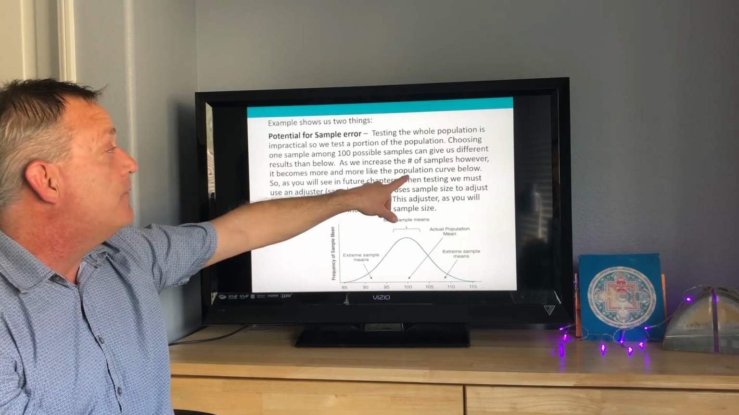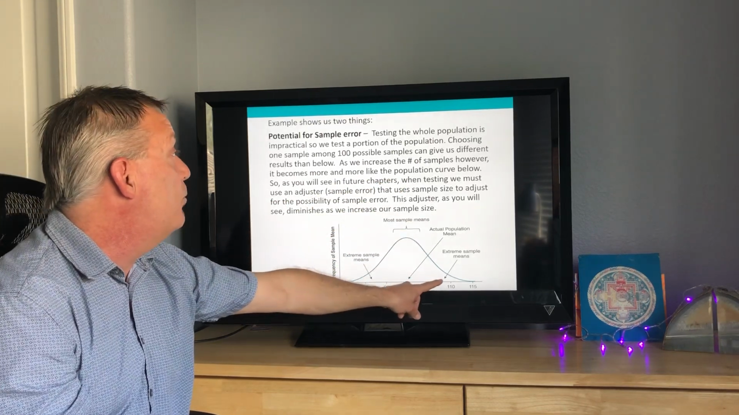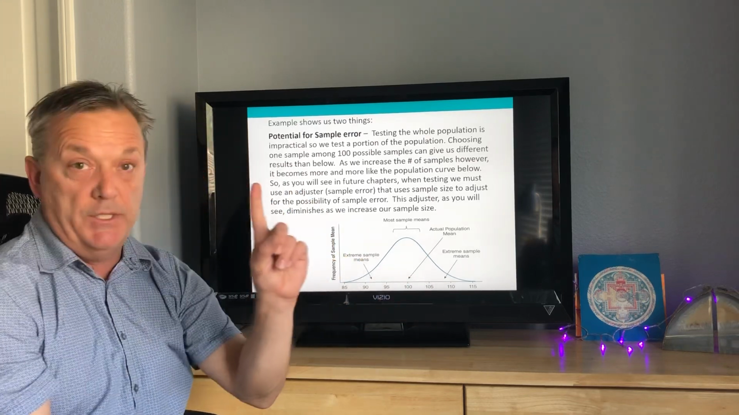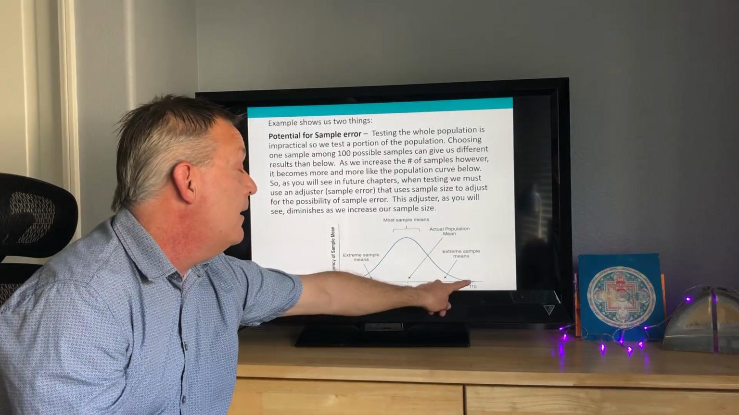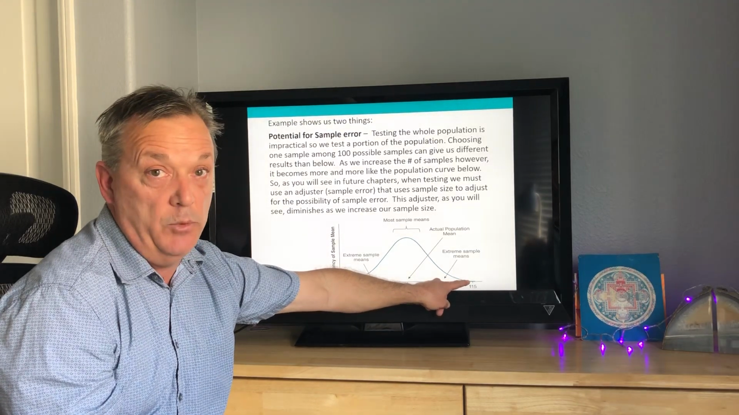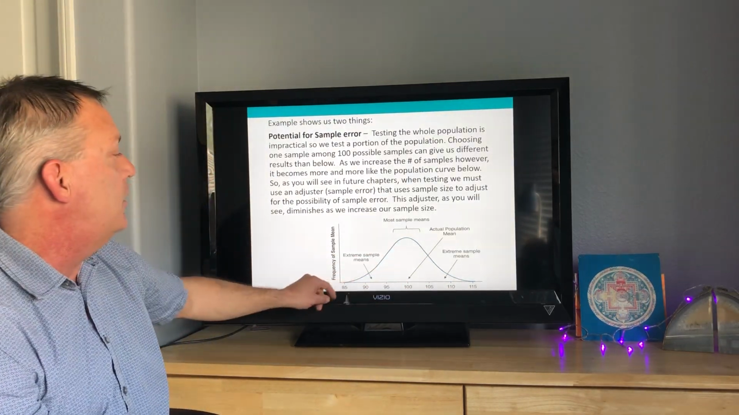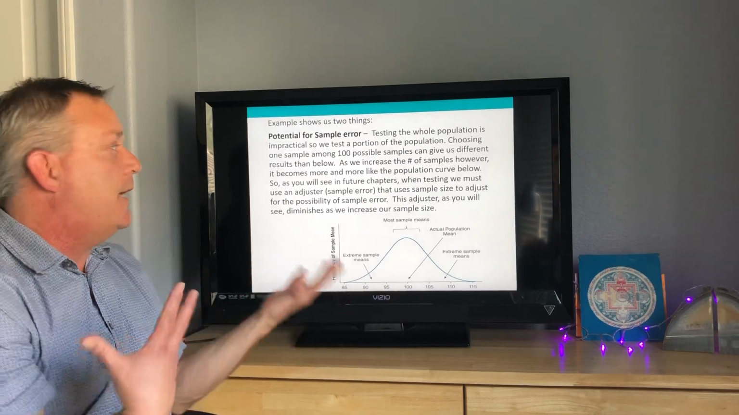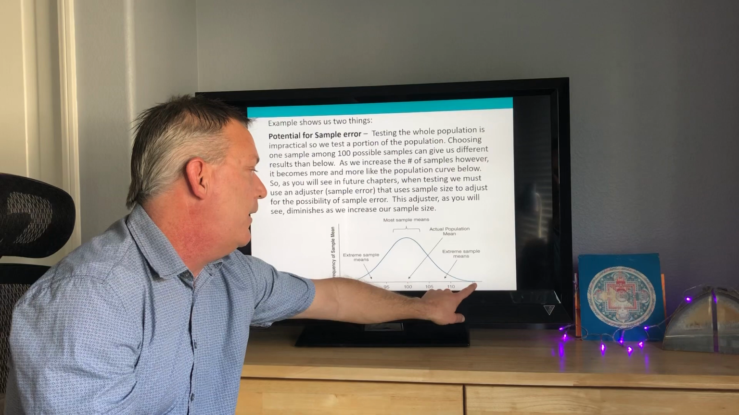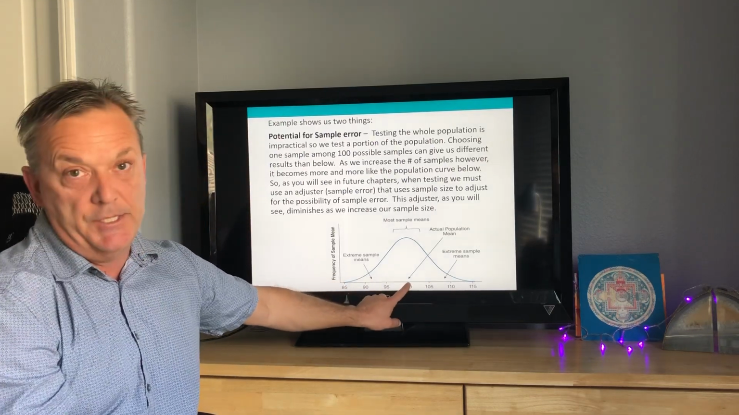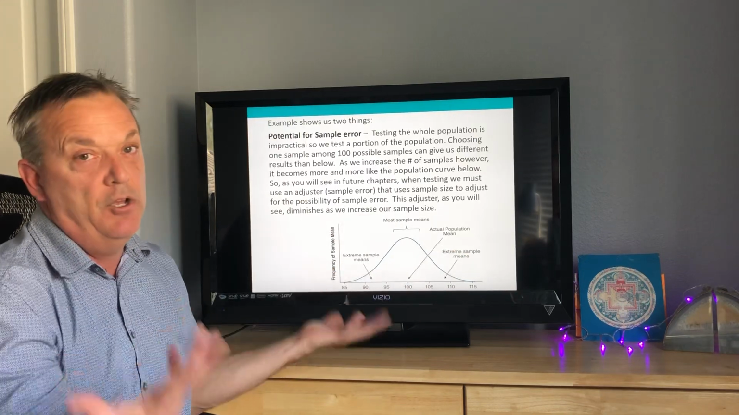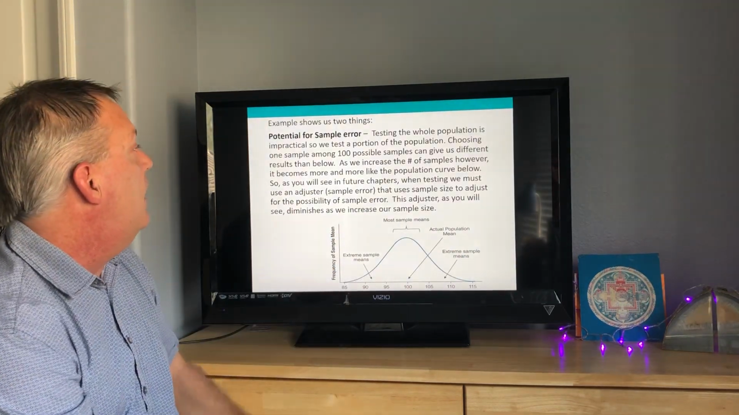As we increase the number of samples, however, it becomes more and more like the population curve below. So let's say we tested one sample and we got 115, but then as we test more and more samples, when we get towards 100, what are we going to find? That they're going to all look like this, right? So as you can see, just choosing one sample, you could get something over here. You more than likely could get something over here, right? Based on our percentages and the distribution of what you're going to find.